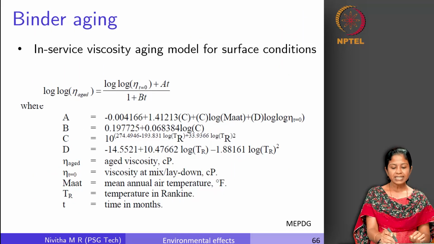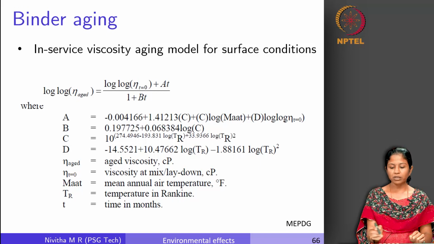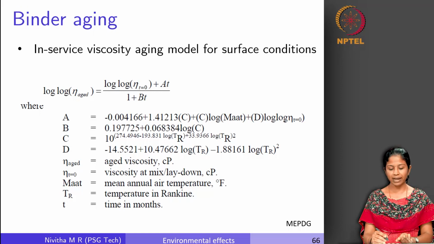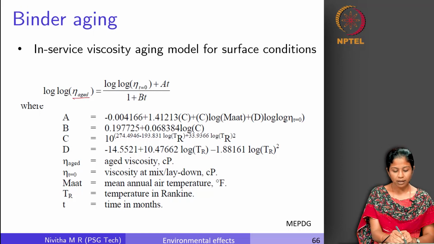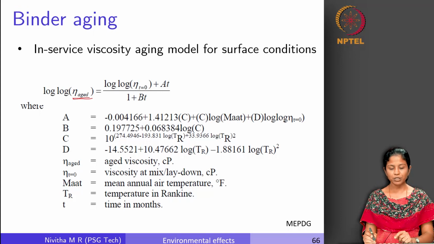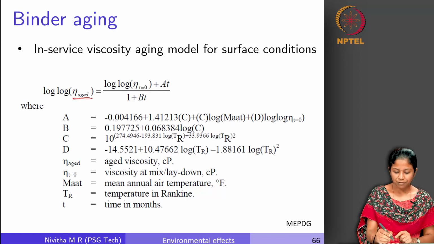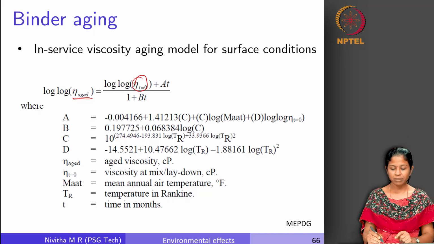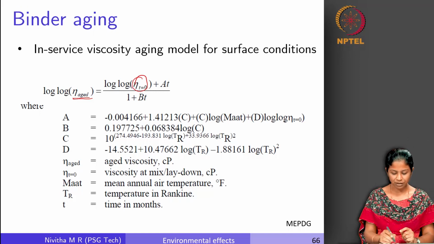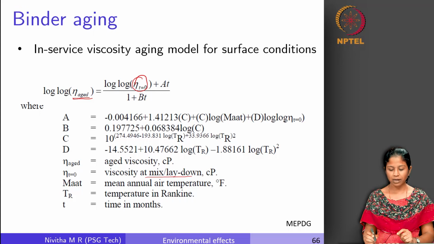Now, the in-service viscosity aging model for surface conditions. How does the binder age, and how is it taken into account? The viscosity of the aged binder is a function of viscosity at time equal to 0, which is eta t equal to 0, that is viscosity at mix or lay down.